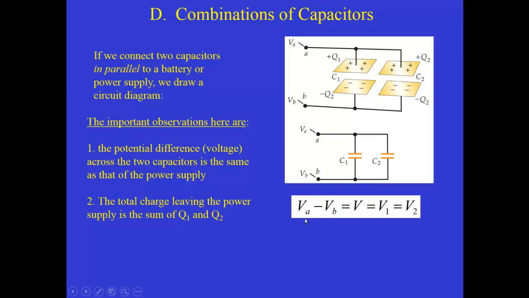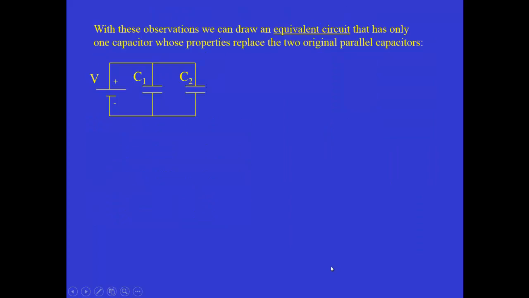Number one, VA minus VB, we will just call that V, because that would represent the voltage of the battery, and that's the same as V1 and V2, because these two circuit elements are in parallel. Secondly, this expression of the conservation of charge says the total charge leaving the battery, capital Q, is equal to Q1 plus Q2. We'll use these equations in just a minute.